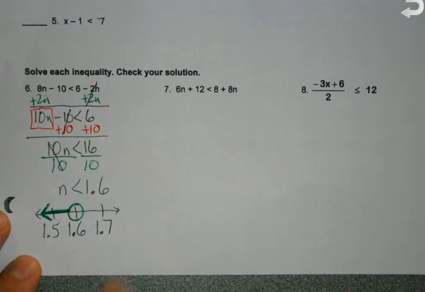Yeah, if there's a line under the arrow, it's closed. If there's no line, then it's going to be open. Okay? So let's see here. Let's come over to 8 for right now. Ooh, fraction. Yuck. How do I get rid of the fraction in number 8?